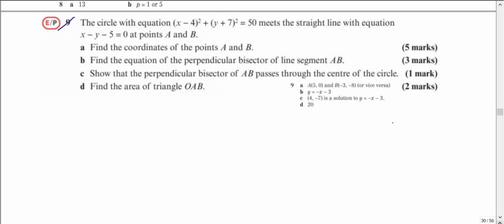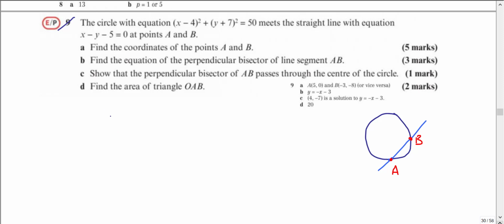Yani we have a circle. It's like this. We have a circle, and we have a line. And this line intersects the circle at 2 points, this point and that one. These points are A and B. Okay. Question says find the coordinates of A and B.